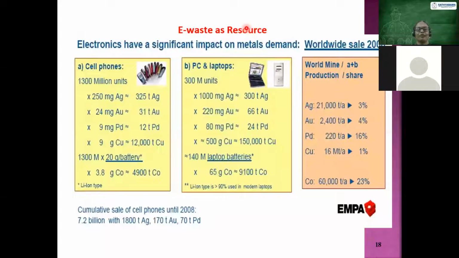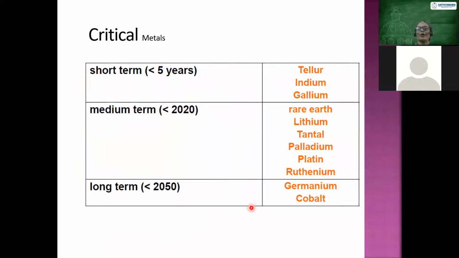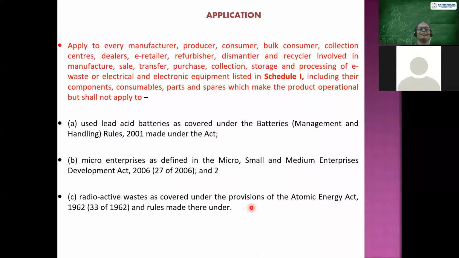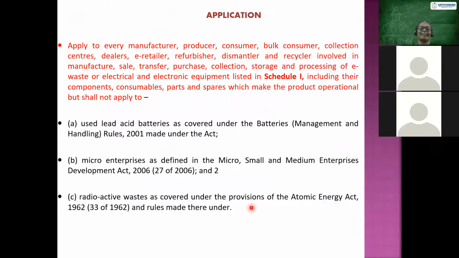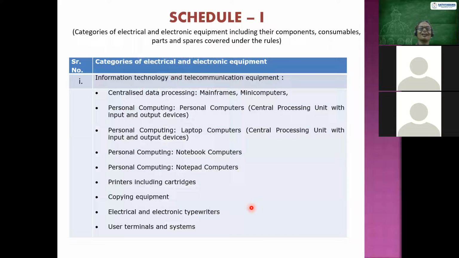Okay, so you just see what metals have been used: cobalt, copper, palladium, lead. This much will be generated. Short term, long term, medium term, they were saying all of these are critical metals. So many rules they have formed, and these are the household equipment. They formed one rule in the 2016 Act, and all of these are identified.